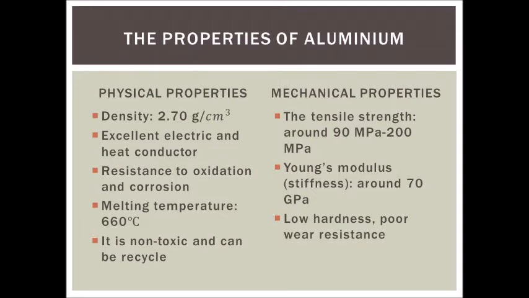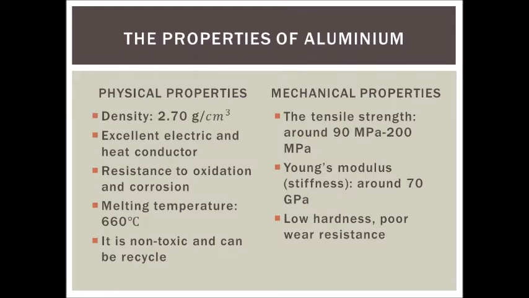And lastly, the melting temperature of aluminium is 660 degrees Celsius, which is relatively low for a metal. But aluminium does not perform well at elevated temperatures.